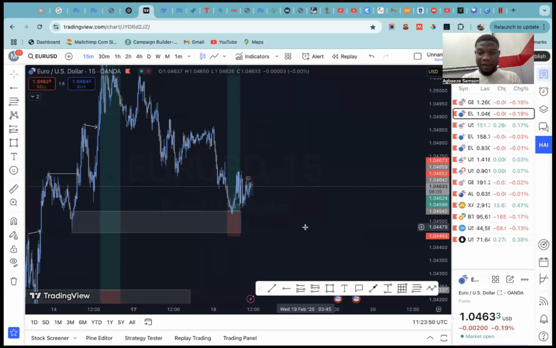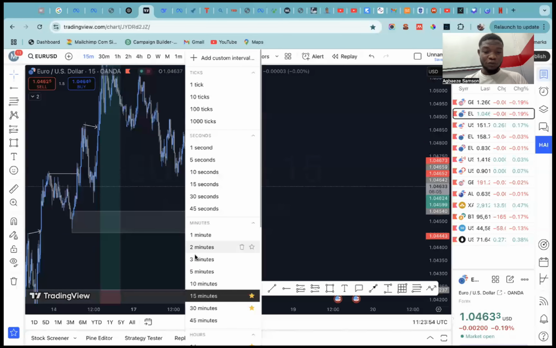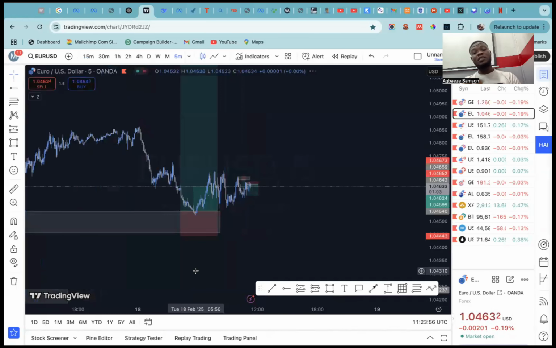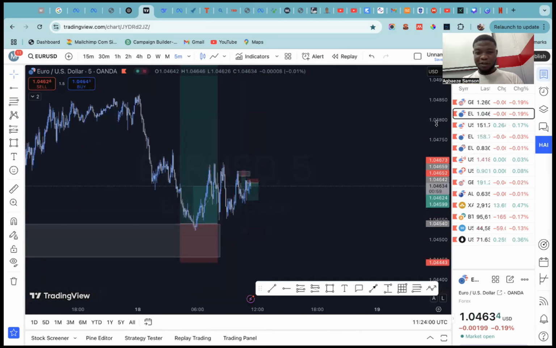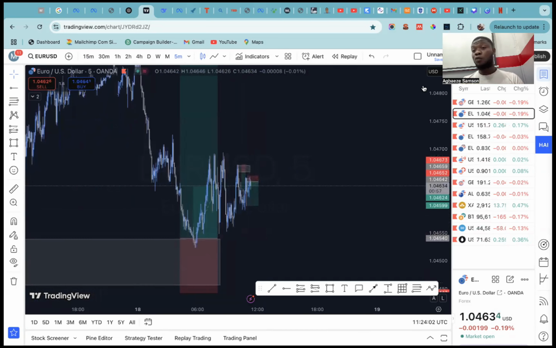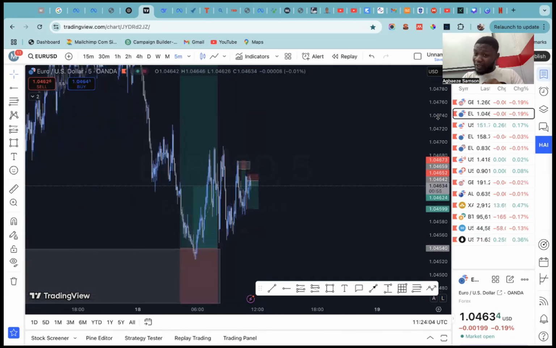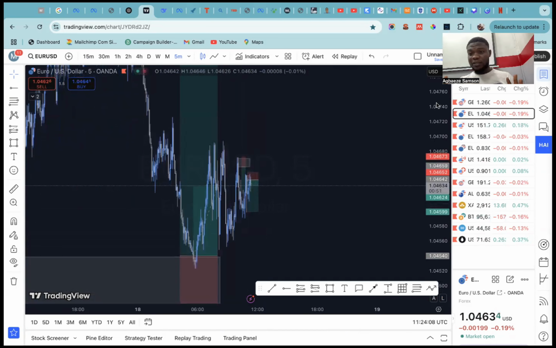So let's dive into being a scalper. Being a scalper, what I do is that I move down to 5 minutes. I know this is a bullish trend, but as a scalper, I can disobey the trend. But for me to be able to disobey the trend, I want to look at the trend as at 5 minutes. So I can disobey the overall trend, but I'm looking at the trend as at 5 minutes.